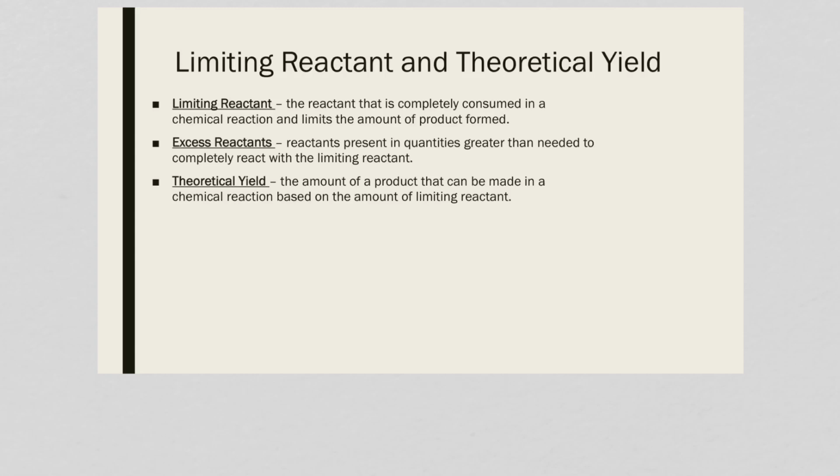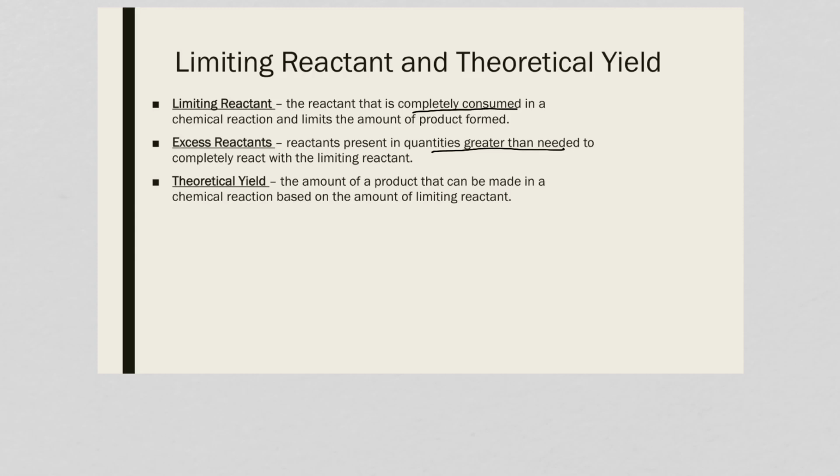So just to wrap up the vocabulary here, before we do a few examples, is, again, the limiting reactant is the reactant that is completely consumed, right, in a chemical reaction and limits the amount of product that you can form. Excess reactants are, of course, the other reactants, right? The reactants that are present in quantities greater than needed. So, in other words, we'll still have those reactants around when the reaction stops, and they'll be there at the end.